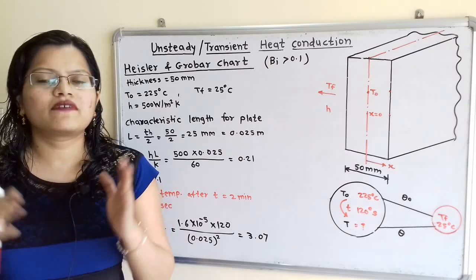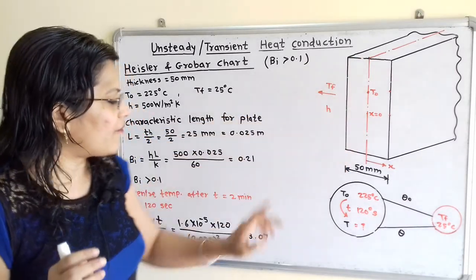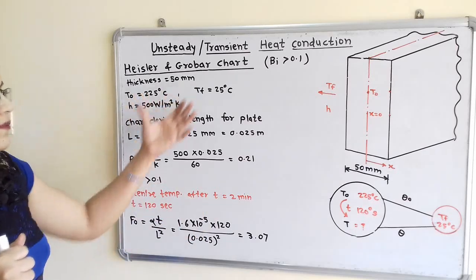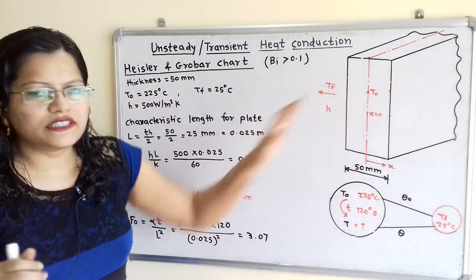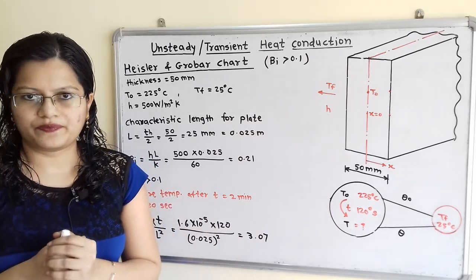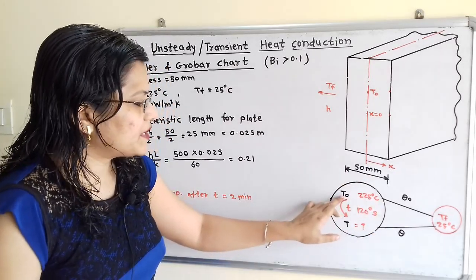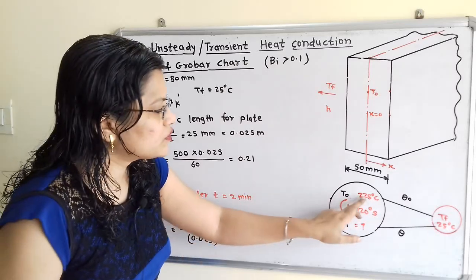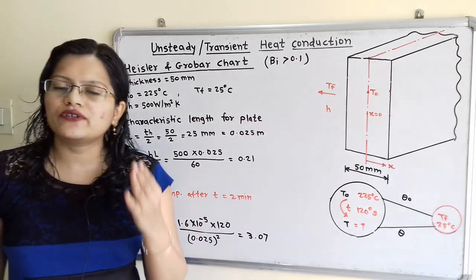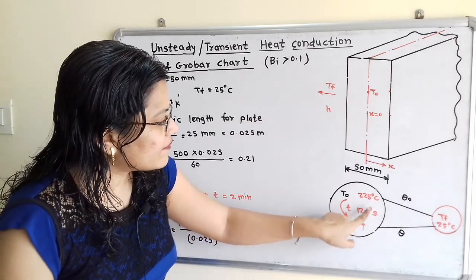Now what is the question? Question is that we have to find out what is the temperature at the center after time t equal to 2 minutes. So we will understand this temperature difference in between T0 and final temperature after time t equal to 2 minutes with the help of diagram. So here we will draw one circle, and in that initial temperature T0 at time t equal to 0 is 225 degrees Celsius, and after time t equal to 2 minutes. So standard unit for time is second. So we will take here for time t equal to 120 seconds.